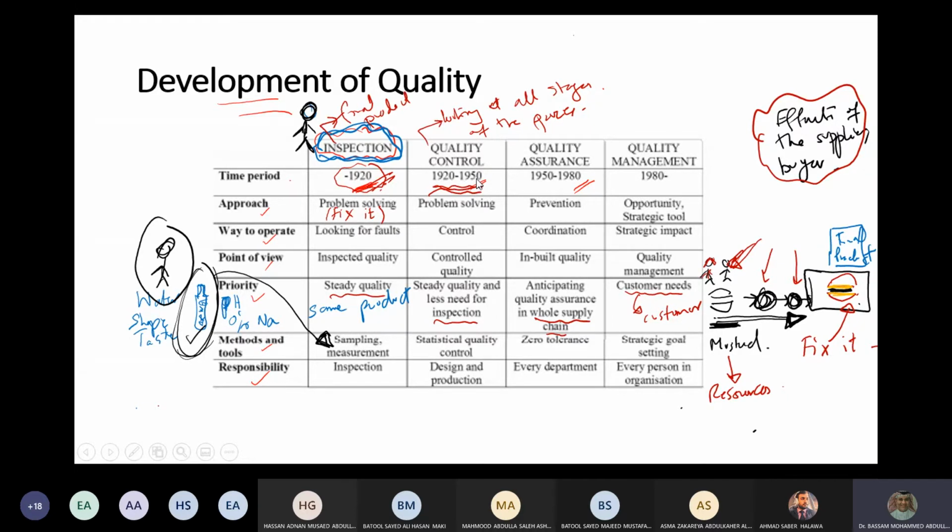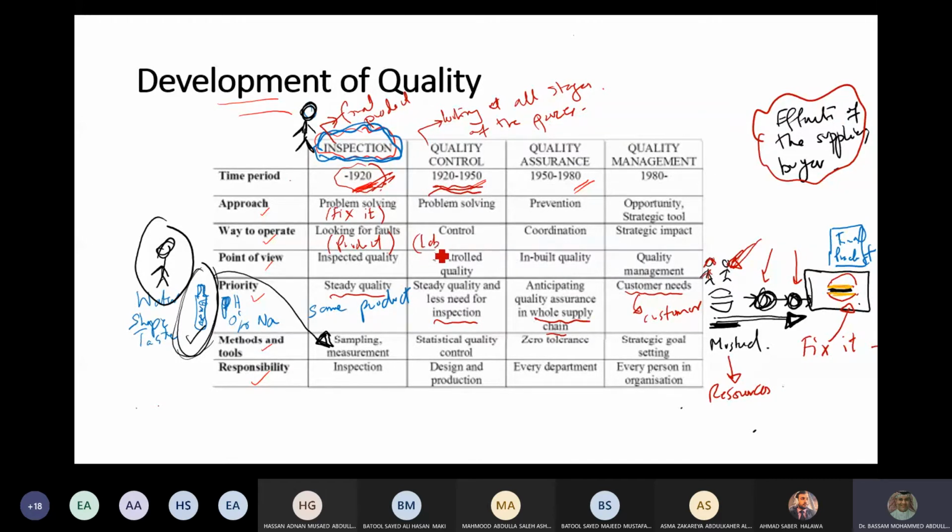So quality control from 1920 and 1950. What made the difference? It still looks at problem solving to fix it. However, rather than looking for faults, I'm trying to control it. Rather than saying that the bottle is not good, I'm trying to control the process to make it better. And looking at faults means I'm looking only at the product. But if I try to control, that means I may control the labor. I forgot the word in English.